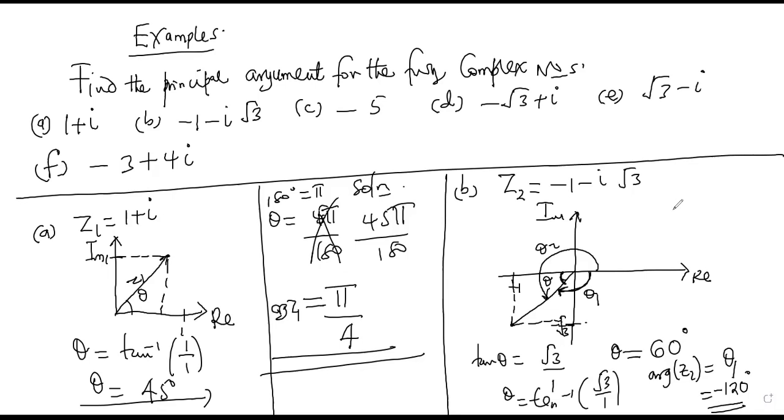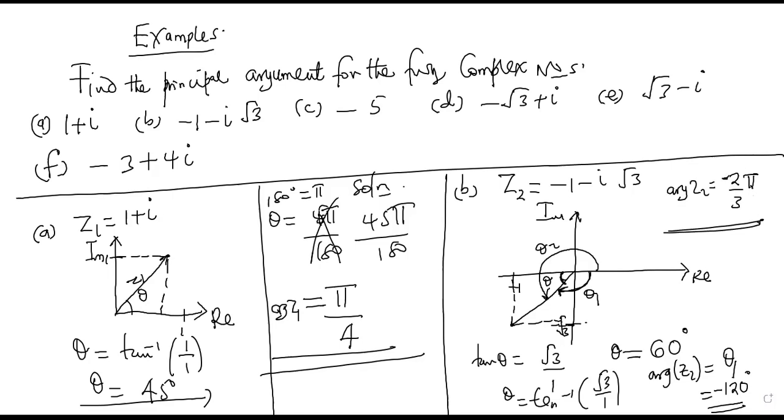You can put it in radians. You can just say arg z2 is equal to negative 120 pi over 180, which is going to give you negative 2/3 pi. So it is negative 2/3 pi. Still, you are there. Then what about negative 5?